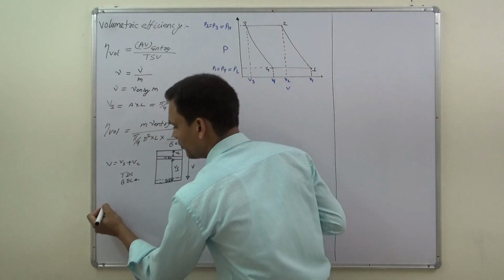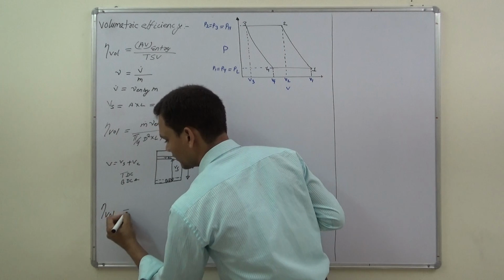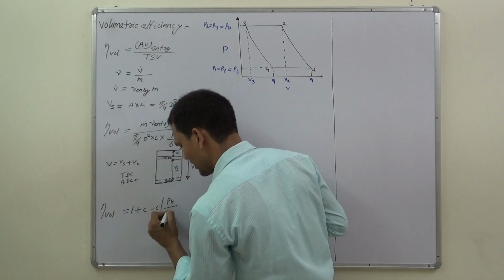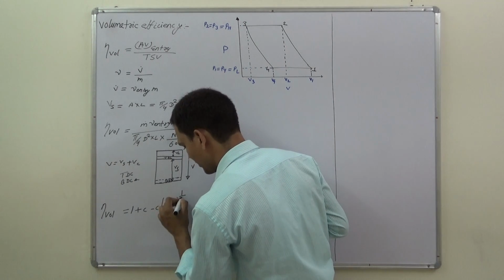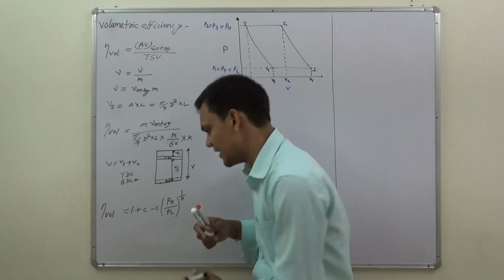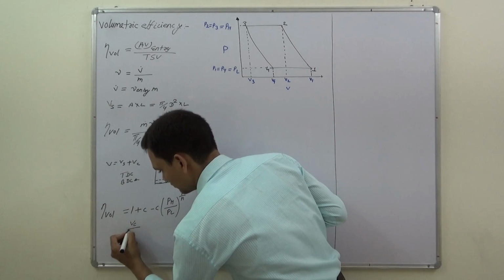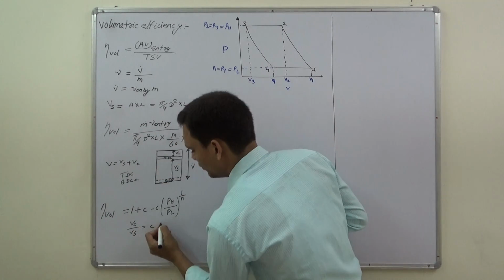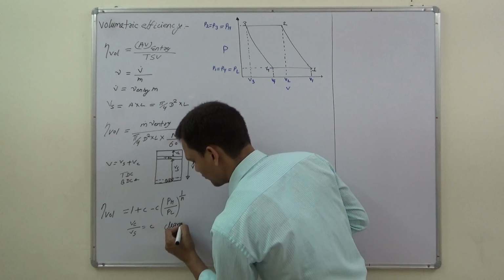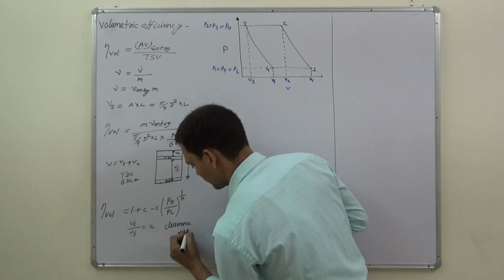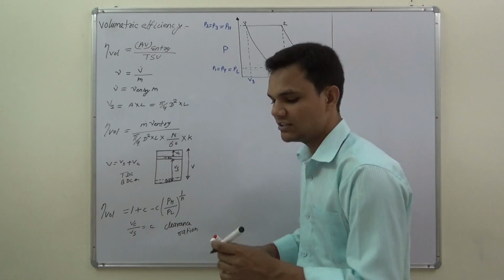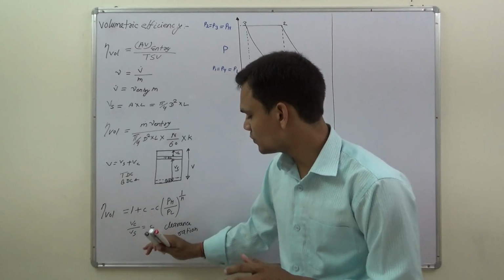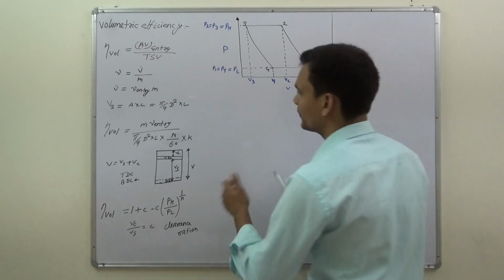And another formula of the volumetric efficiency is 1 plus C minus C, P higher by P lower to the power 1 by n, where C is called clearance ratio. Where C is clearance ratio and it is equal to clearance volume to the swept volume. We can also prove this formula.